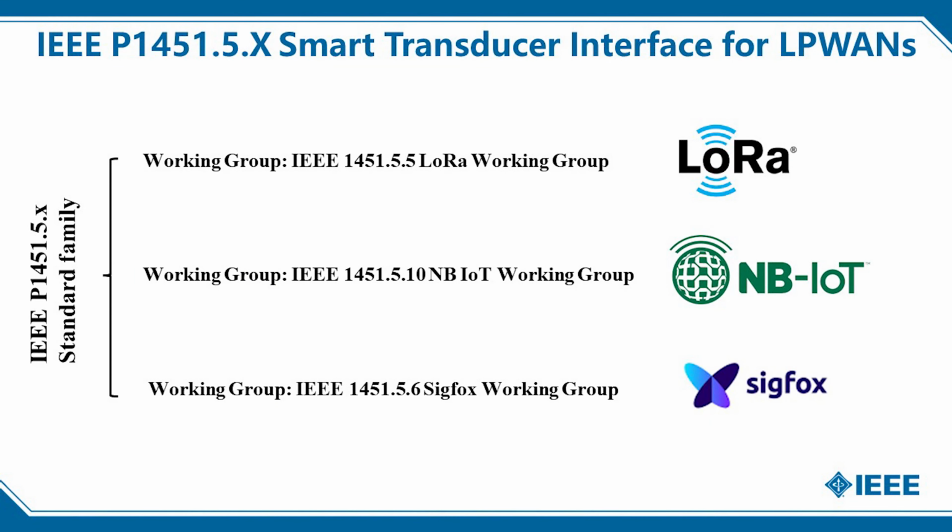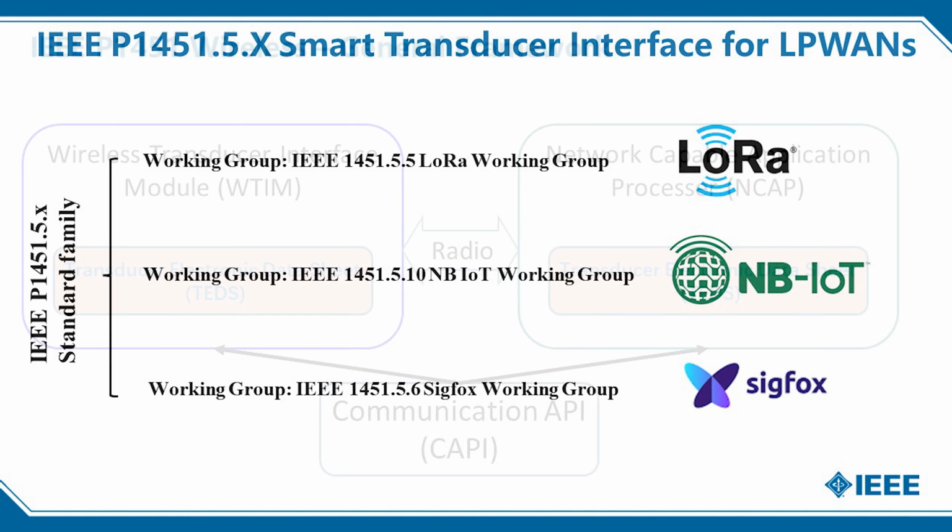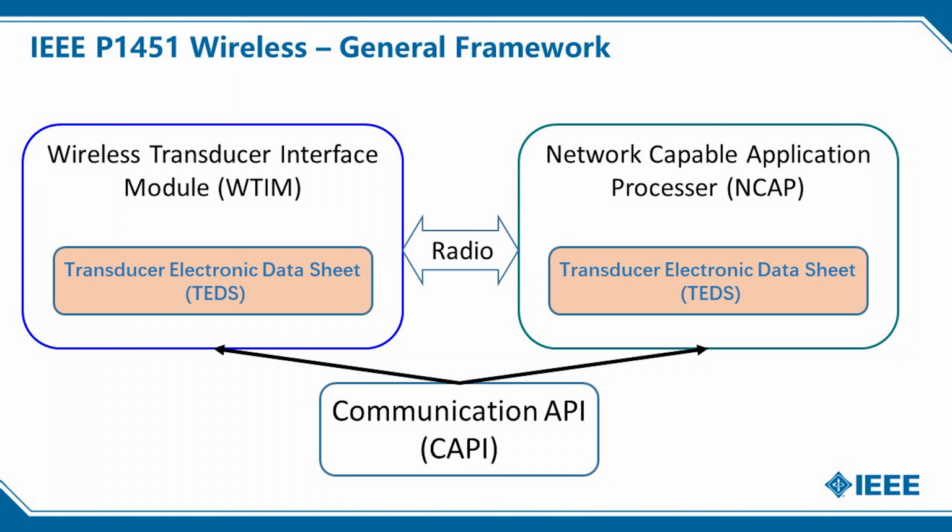The IEEE P1451.5.X standards group is developed for major LPWANs to mitigate the incompatibility issues in LoRa, NB-IoT, and Sigfox, namely 1451.5.10 for NB-IoT, 1451.5.5 for LoRa, and 1451.5.6 for Sigfox. The IEEE P1451.5.X defines the major components for the LPWAN structure and standard: the wireless transducer interface module, the WTIM, and the network-capable application processor, the NCAP. It also defines the standardized information form which the LPWAN components need to follow, the transducer electronic data sheet, the TEDS, and the communication API.